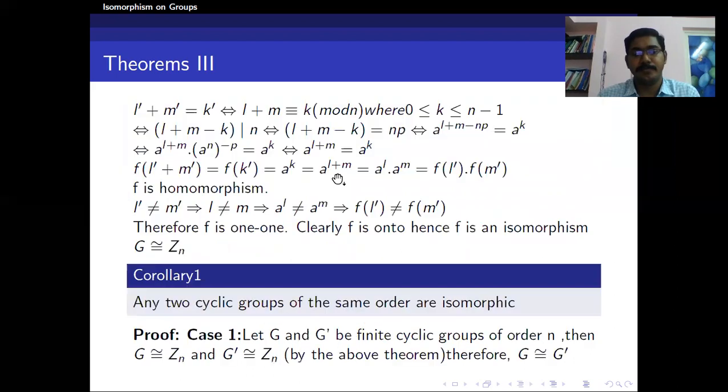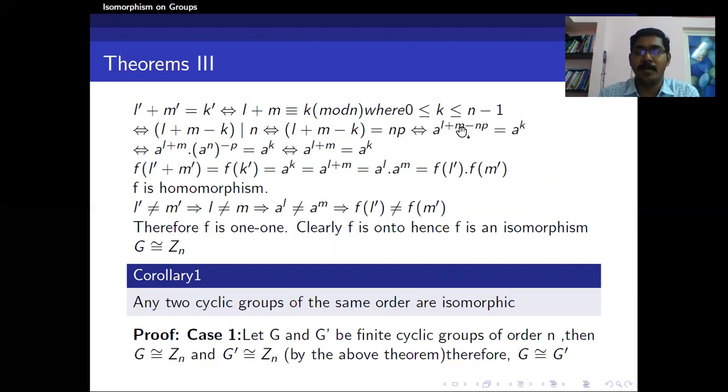Then l dash plus m dash is equal to k dash if and only if l plus m is congruent to k mod n, where 0 is less than or equal to k less than or equal to n minus 1, if and only if l plus m minus k is divisible by n, if and only if l plus m minus k is a multiple of n, and if and only if a power l plus m minus k equals a power k.